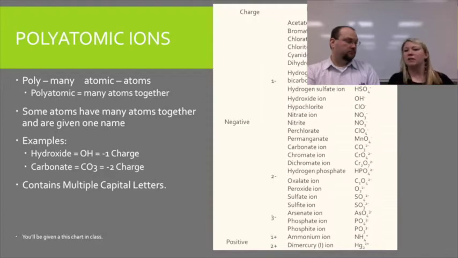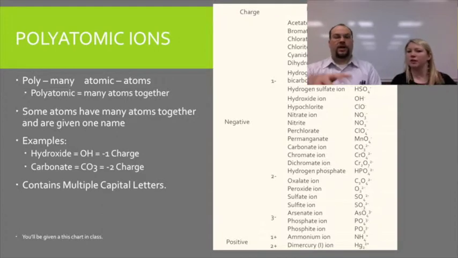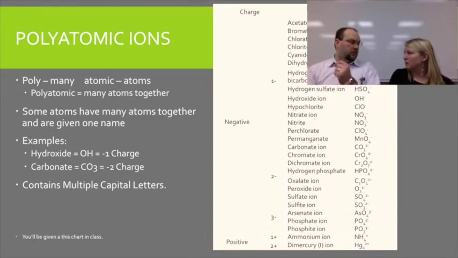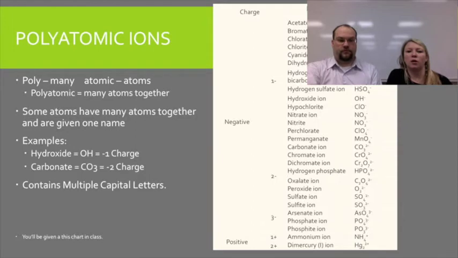So these polyatomics are always going to have capital letters together. That's how you know that it's a polyatomic. When I have more than two elements in a compound, there has to be a polyatomic in there. Carbonate, for example, CO3, is a -2 charge.